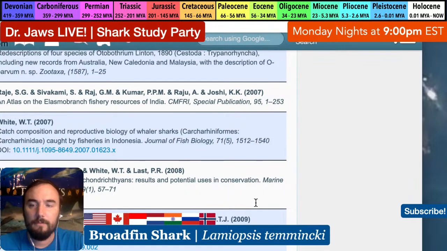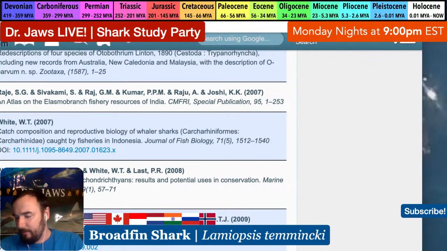Where is this? Ooh, Howard, clouded angel shark. Yes, I think that'd be perfect. Let me see. Great suggestion. This is Squatina nebulosa. Let me make sure we have not covered that species. I don't think we have, but I'm gonna double check.